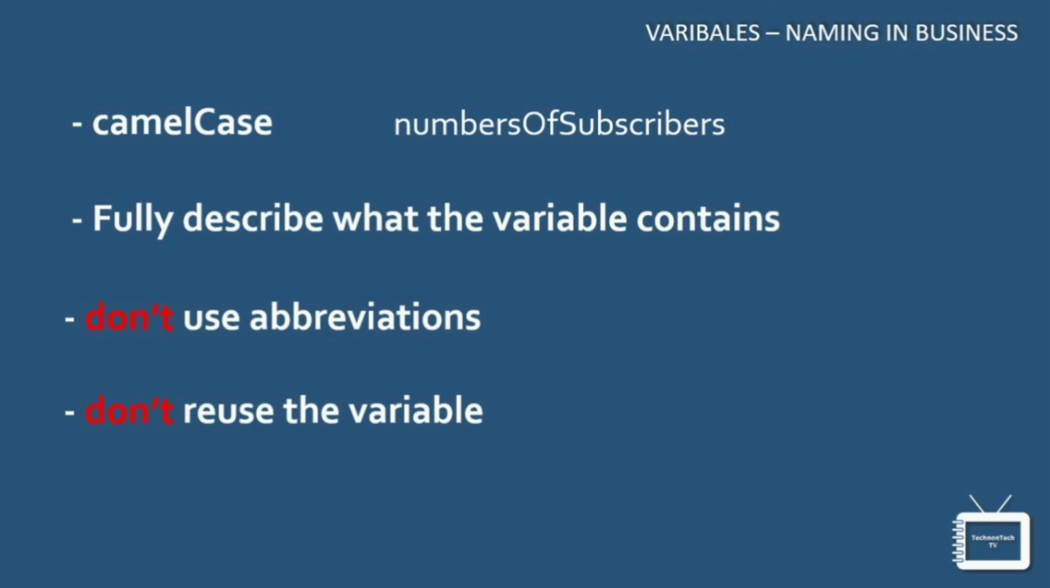Okay, the next recommendation is that you do not use the variable names for another purpose. For example, do not use the numberOfSubscribers variable to store the number of notifications. Create another variable for that instead. And the last one I mentioned before, do not use the $ sign or underscore in the variable names.